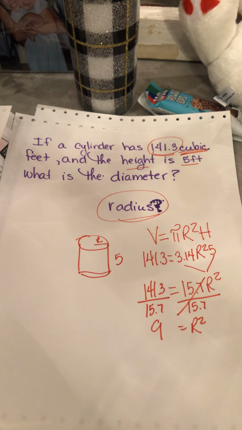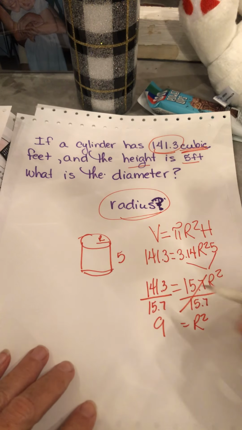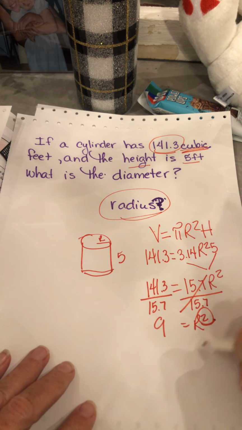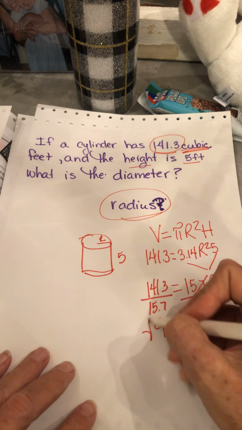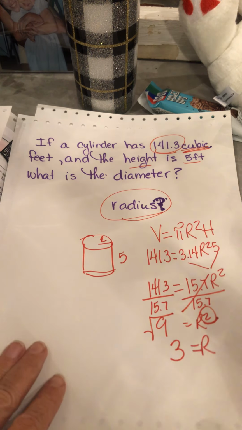No. And here's what the GED is going to do to you. They're going to give you 9 as one of the choices. Remember, it's squared. To get the radius, I need to get the square root of 9, which is 3.